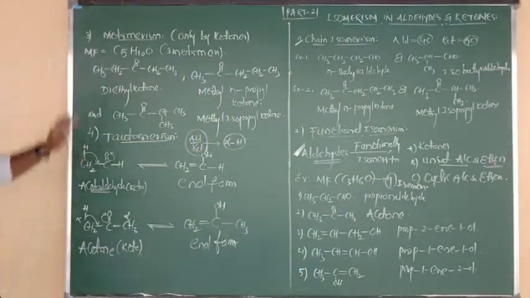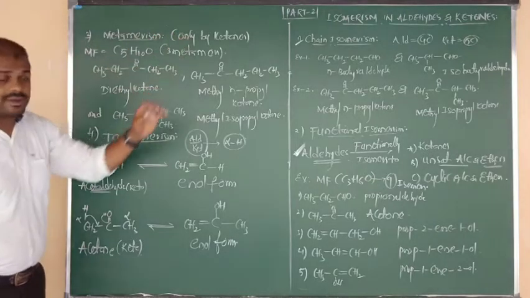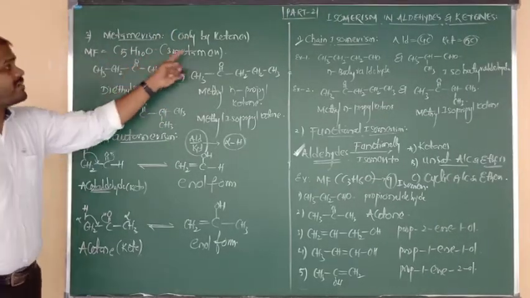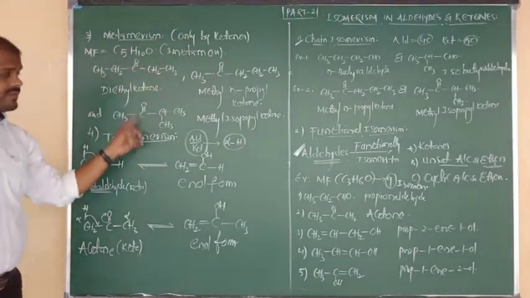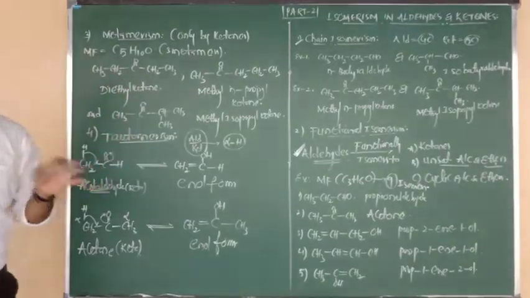I have given that to you. Next, metamerism is exhibited only by the ketones like this. So for the given molecular formula, we can write 3 metamers. They differ only in the alkyl side chains, beta.